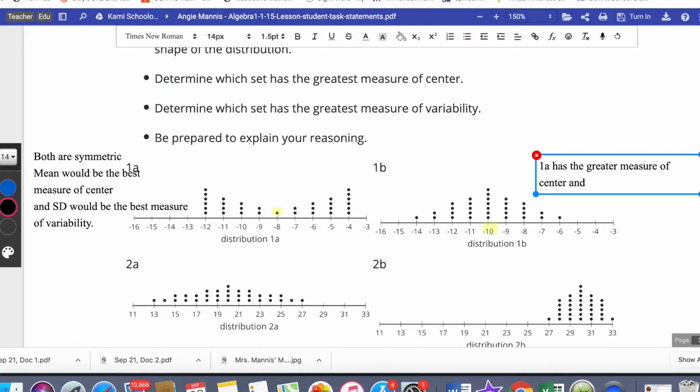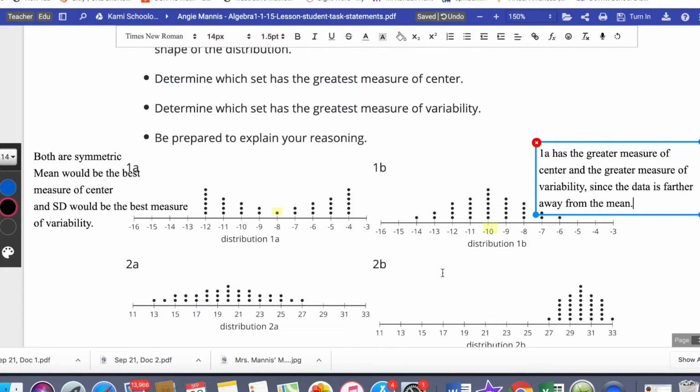And looking at which one has the greater standard deviation or greater measure of variability, you're looking at which one has more data away from the center. So that would also be 1A because most of the data is to the outside and not the middle. And the greater measure of variability, since the data is farther away from the mean, or we could say the middle in this case because the mean and the median are both the same.